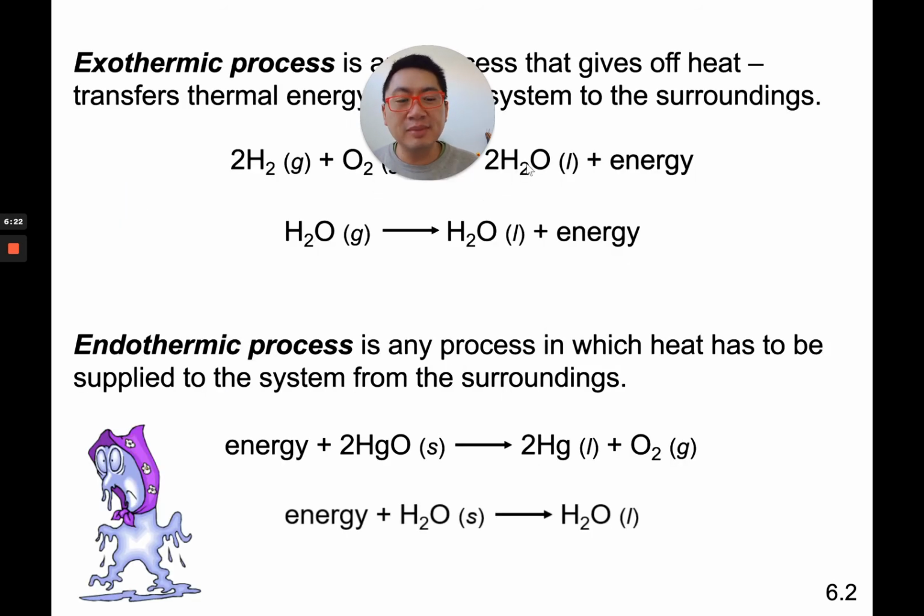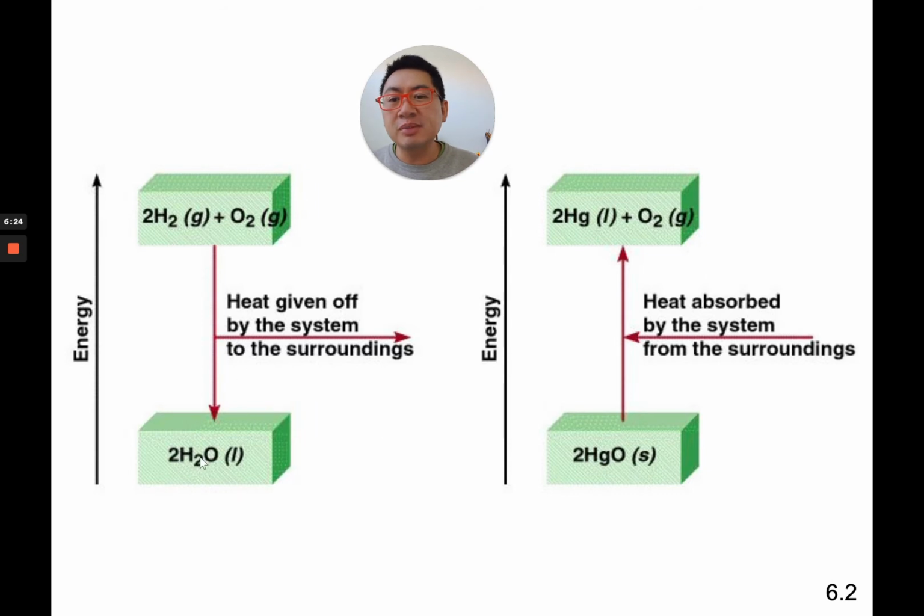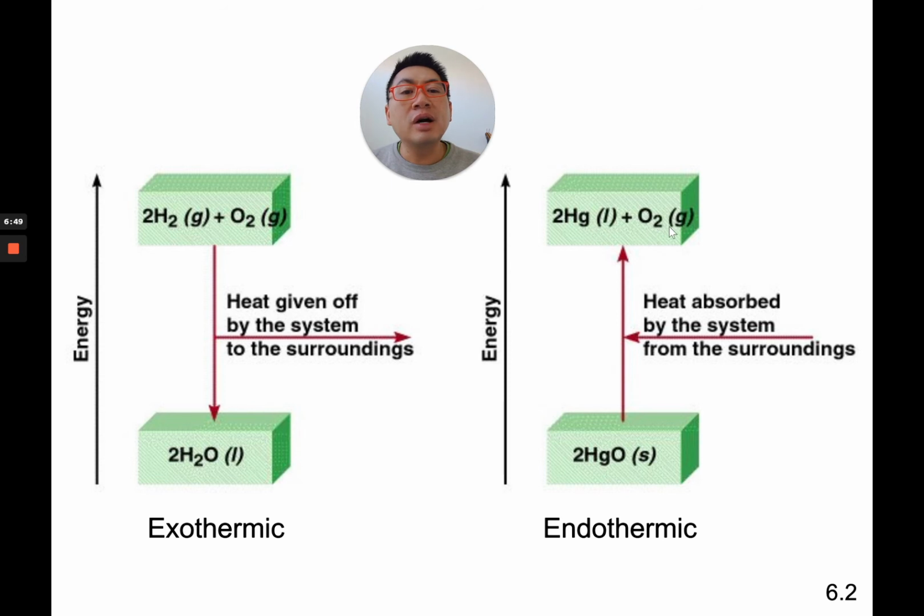Hydrogen and oxygen makes that water. This is the thing that's in the Hindenburg. So if it gives off heat, overall the products have less energy. That's an exothermic reaction. In an endothermic reaction, the reactants absorb energy to turn into the products. So overall, the products have more energy than the reactants because they absorb energy from the surroundings.